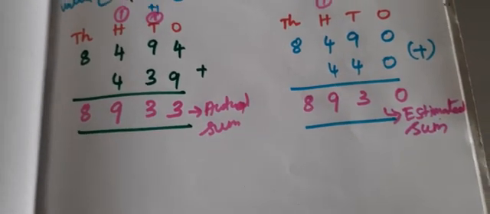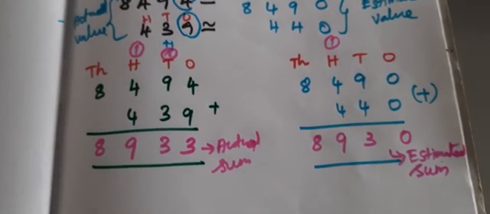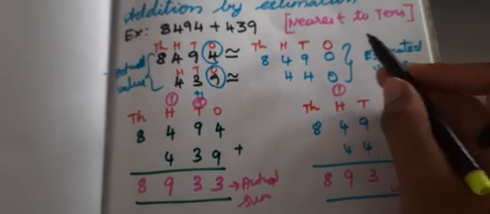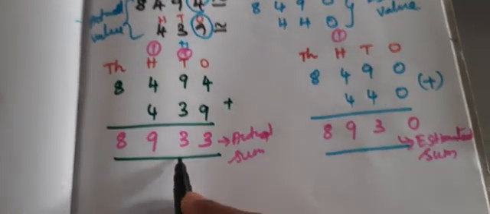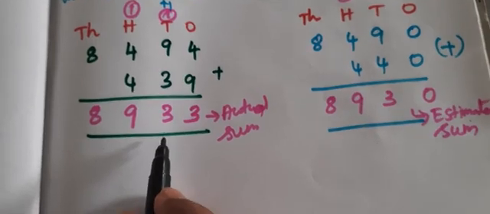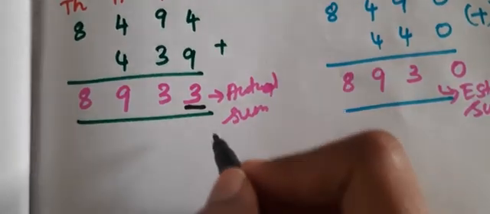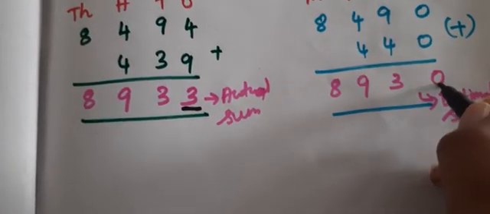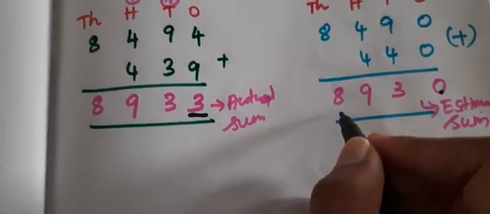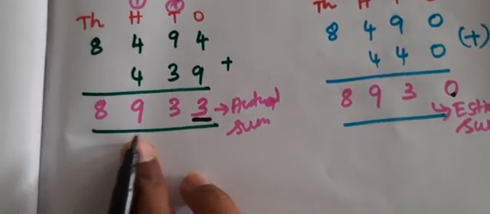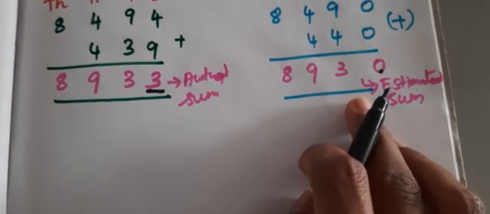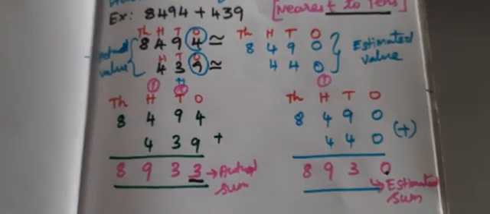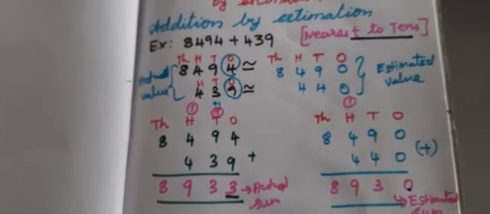Now I am going to check the answer. How will I check it? In the actual sum, we apply the nearest to tens concept. We observe the ones place. 3 is less than 5. Less than 5 means what is the step? Put 0 in the ones place and write the remaining digits as they are. So we get the correct estimated value, and that answer is correct. This is the way you have to check the answers. Any doubts? Shall we move to the next one?